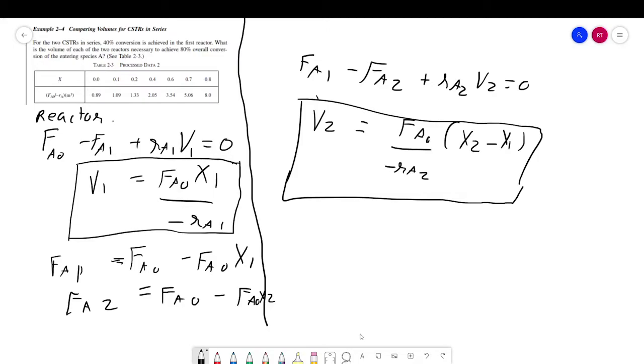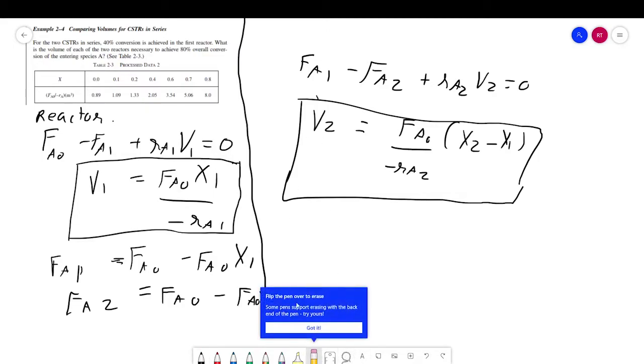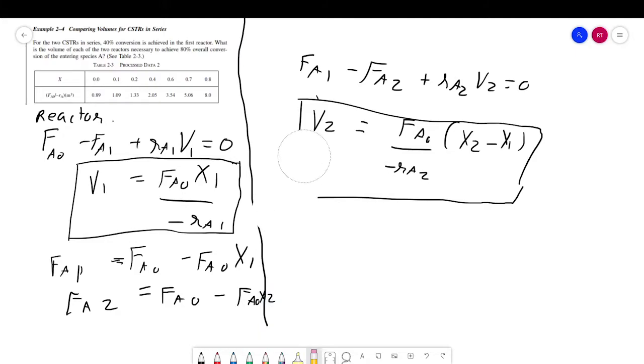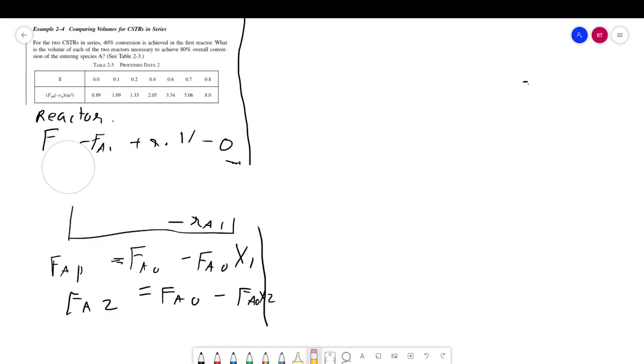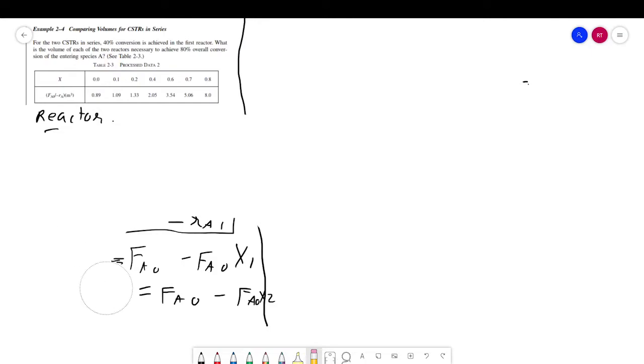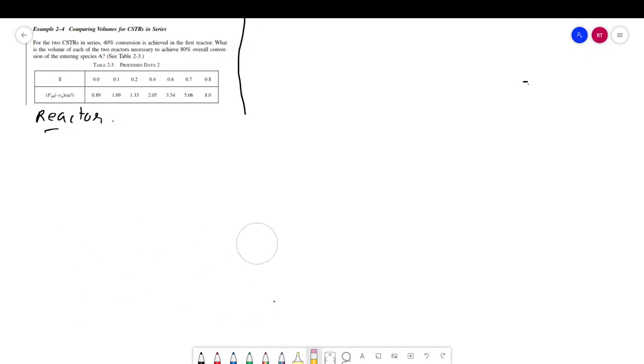Once you know these two expressions, it will be easier to derive the solution to the problem we are going to do, which is example 2.4. Going to example 2.4, what we know is that there are two CSTRs with 40% conversion on the first reactor, and on the second stage you have to calculate the volume to achieve 80% conversion of the overall entering species, and we have the values for FA0 by minus RA.